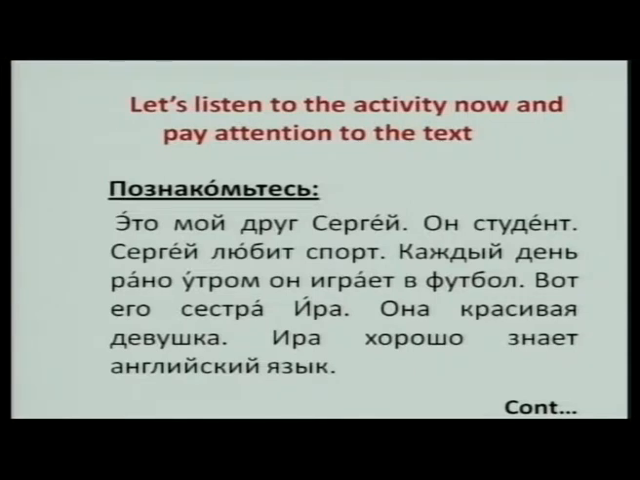Here, in the first paragraph, if we pay attention to the verbs, we have любит, which is from любить. Он студент. Сергей любит спорт. Means he is a student. Sergey loves sport. The second verb which we have used here is играть. Please pay attention to the sentence. Каждый день рано утром он играет в футбол. So here the verb играть has been conjugated according to on. Every day, early in the morning, he plays football.